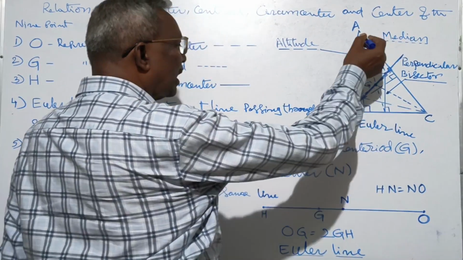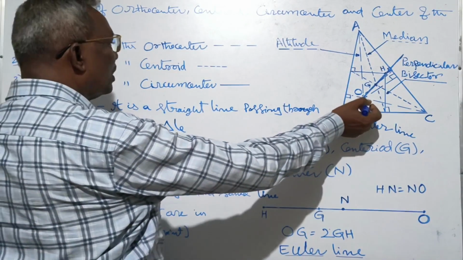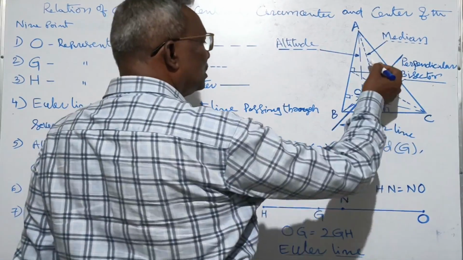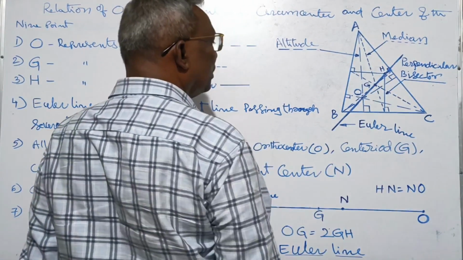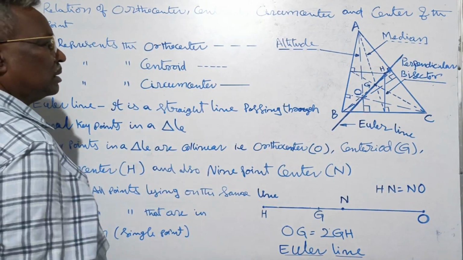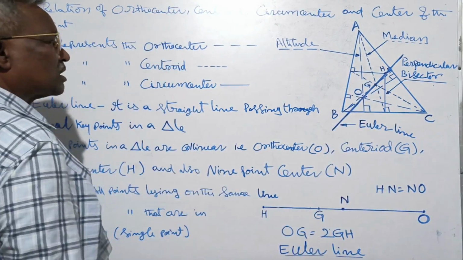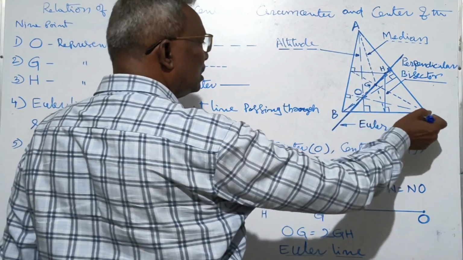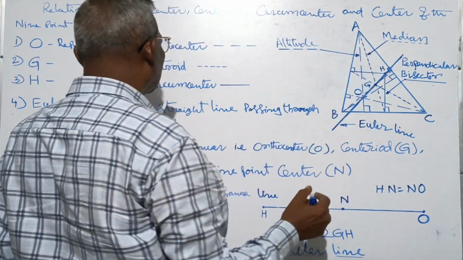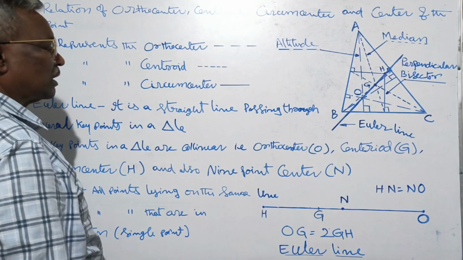Next, in a triangle, 3 altitudes are concurrent. That concurrent point is called orthocenter. That is O. In a triangle, three medians are concurrent. That concurrent point is called centroid, denoted by G. Next, in a triangle, three angle bisectors are concurrent. That concurrent point is called circumcenter.